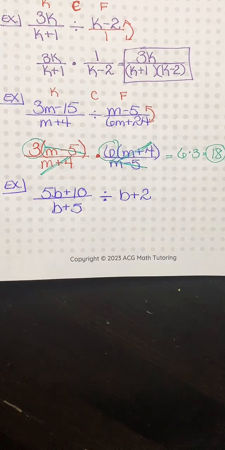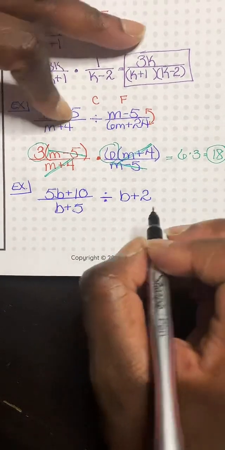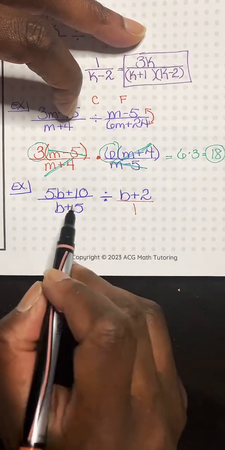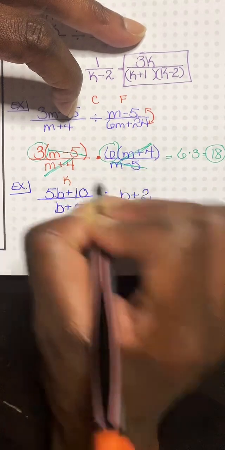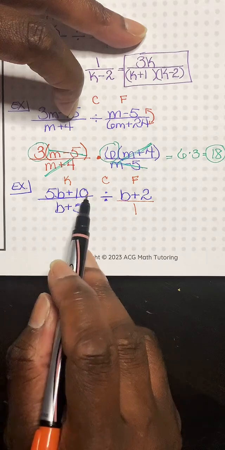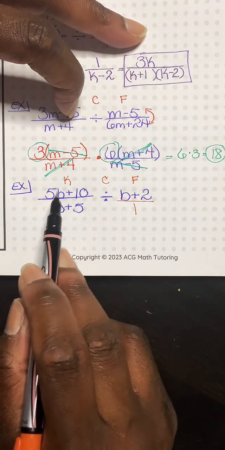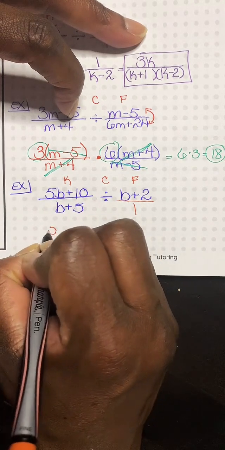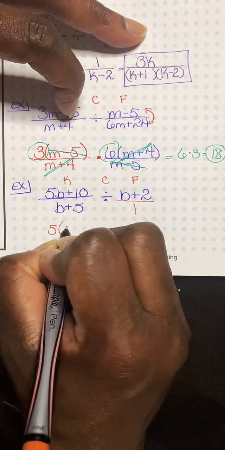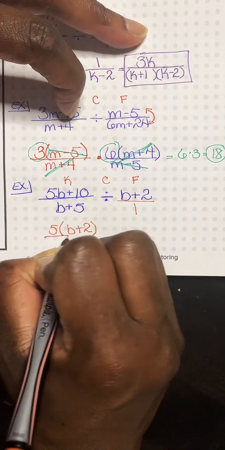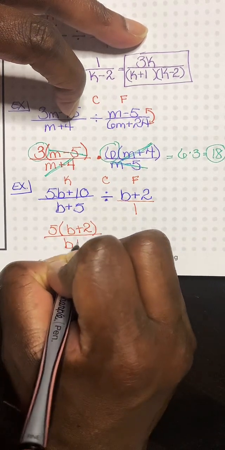All right. So let's take a look. All right. First things first. Let's put this over 1. So we're going to keep, we're going to change and we're going to flip. Since we're keeping this, my numerator, we have a 5 in common. So my numerator is 5 parenthesis b plus 2, and it's all over b plus 5.